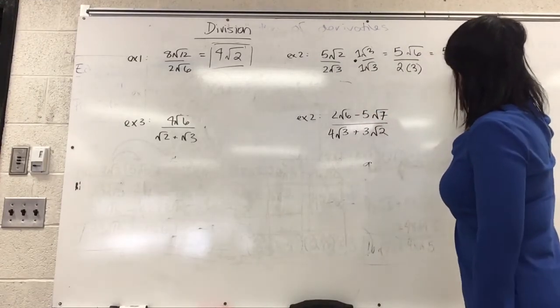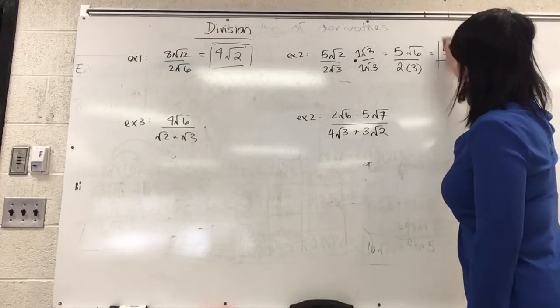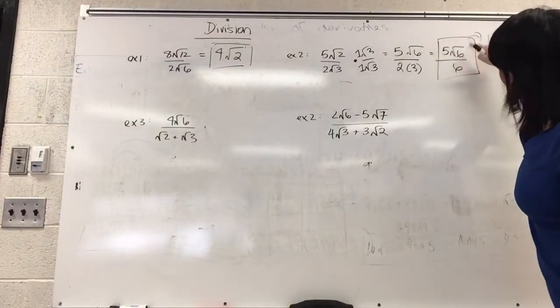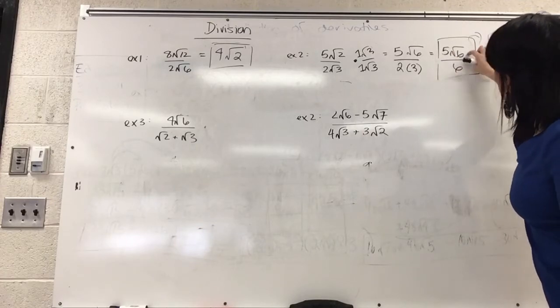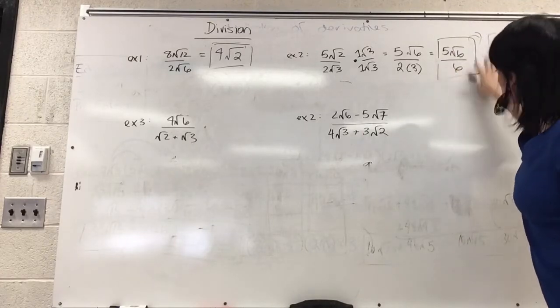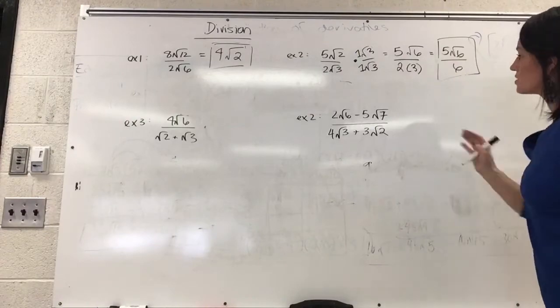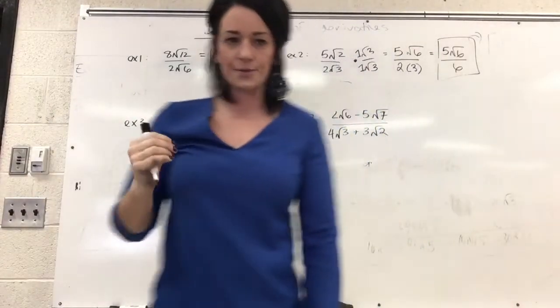We go ahead and simplify, so 5 root 6 over 6. Okay, and these cannot be divided. You cannot divide a radical number by a real number. Doesn't work, not the way the world works, okay? So you can only divide radicals by radicals.